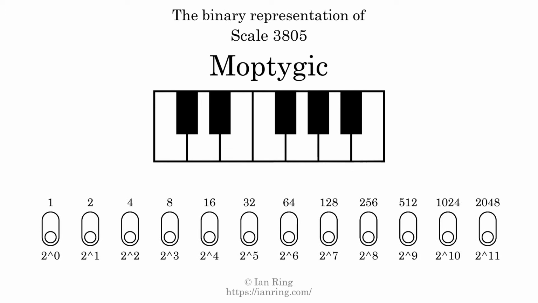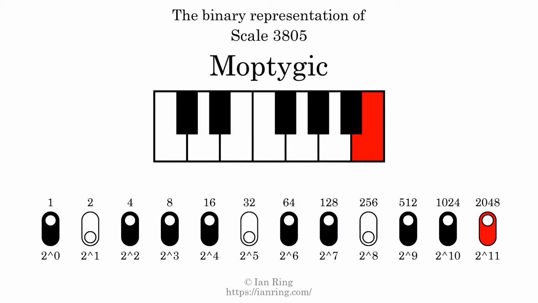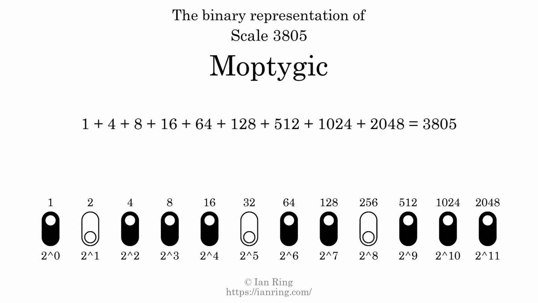The binary representation of this scale is determined by mapping tones of the scale to binary digits. Each binary digit represents a power of 2. To get the scale number, we add the powers of 2 together. The powers of 2 that are present in the scale, all added together, equals 3805. That is why the scale number, in decimal, is 3805.